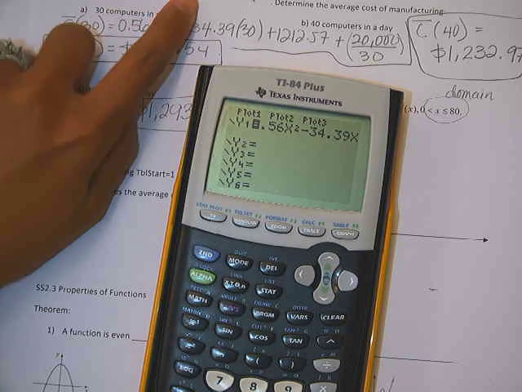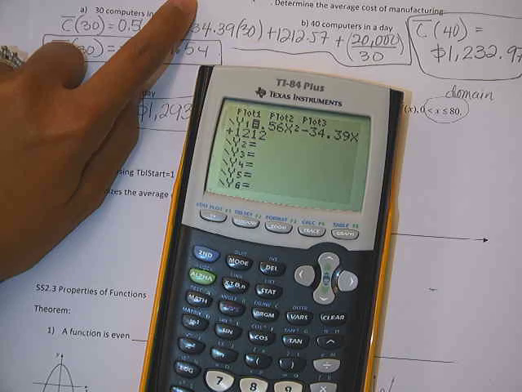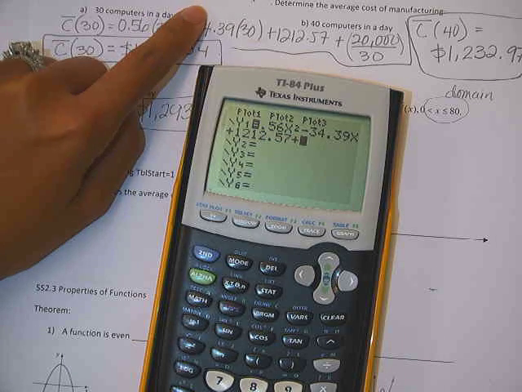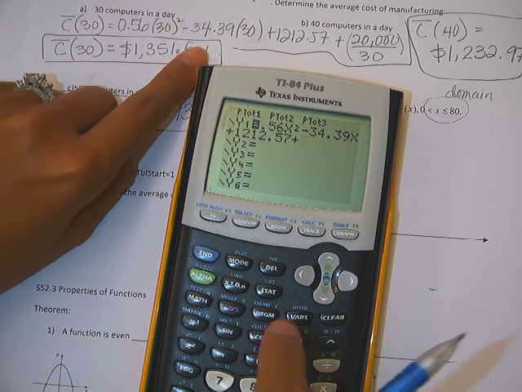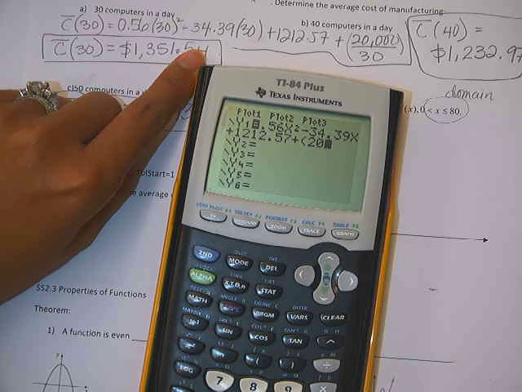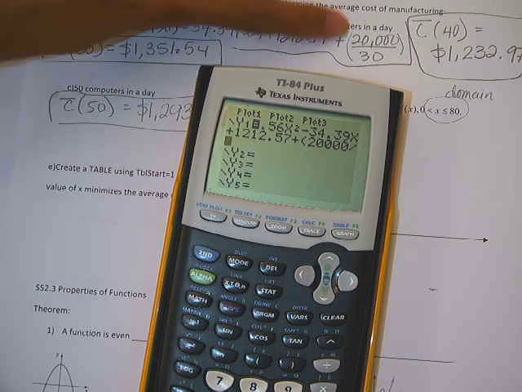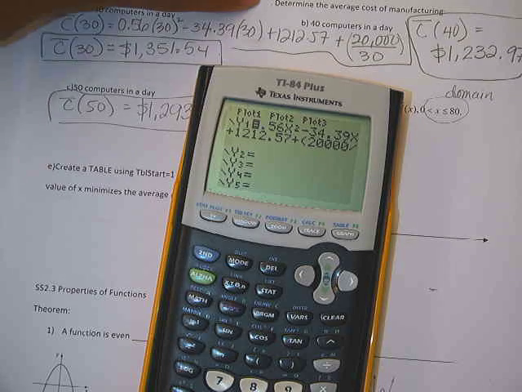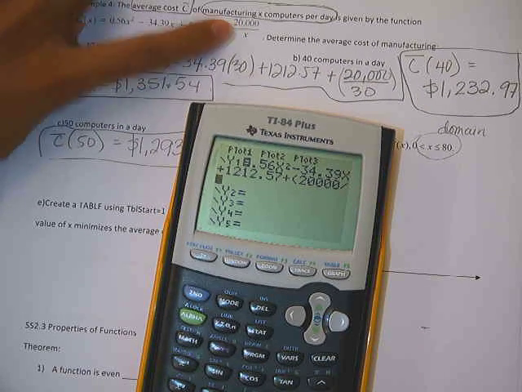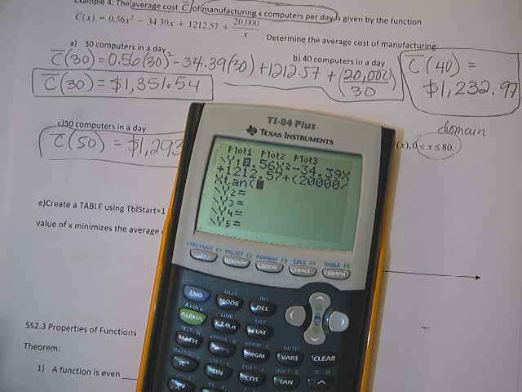34.39x plus 12.57 plus, remember earlier I was using parentheses. You also need to do the same here, 20,000. And then divided by, I don't have a 30 actually. In my original equation, I have an x. Okay. Ooh, wait, I hit the wrong button. I didn't want tangent, I want x. There you go. So that's my equation.